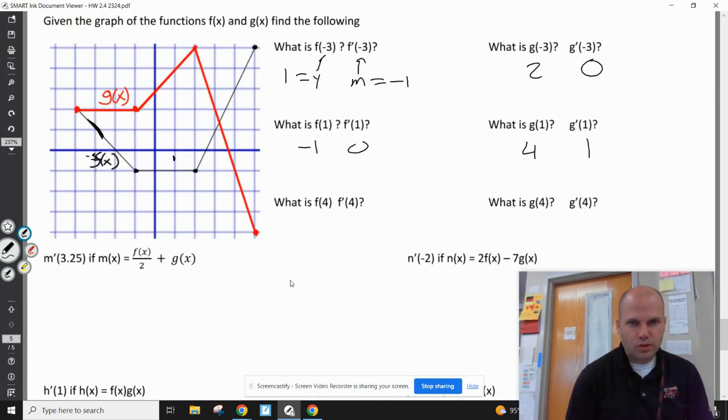F's y coordinate at 4: 1, 2, 3, 4. F's y coordinate is 1, 2, 3. F's slopes are up 2 over 1. The slope of this line segment is 2. G's y-coordinate is -1. G's slopes are down 1, 2, 3 over 1. G's slopes are -3.